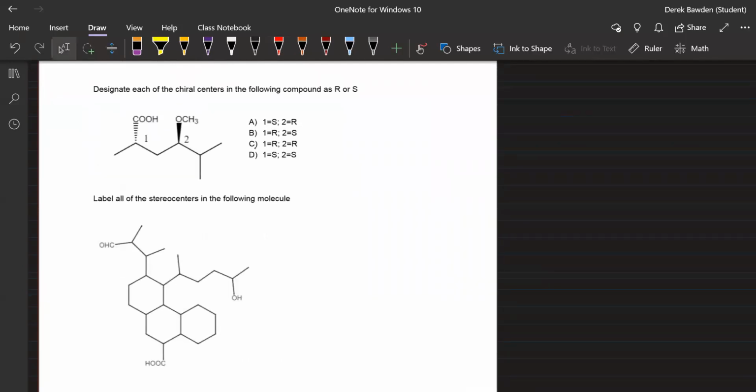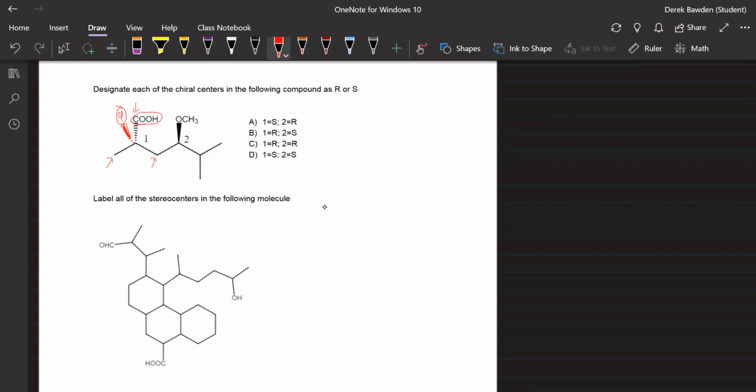All right, carrying on. So we're going to designate each of the chiral centers in the following compound as R or S. Okay, so we have 2 chiral centers or 2 stereo centers. We need to label them as R or S. Okay, let's start with number 1. There is a hidden hydrogen here. Then we have carbon, carbon, carbon. We'll start with our 3-letter code.